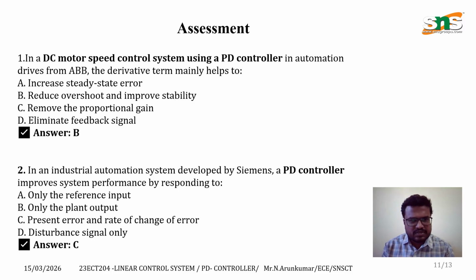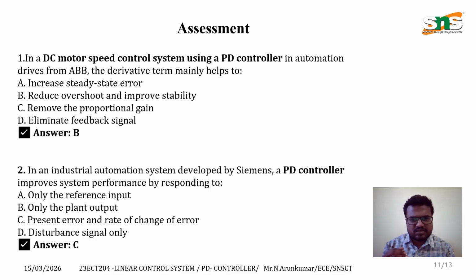And next one is assessment. The assessment question: in a DC motor speed control system using a PD controller in automation drives from ABB, the derivative term mainly helps to: increase the steady state error, reduce the overshoot and improve the stability, remove the proportional gain, or eliminate the feedback signal. The answer is reduce the overshoot and improve the stability. Overshoot means to avoid higher level error.